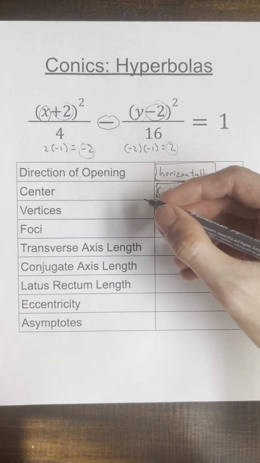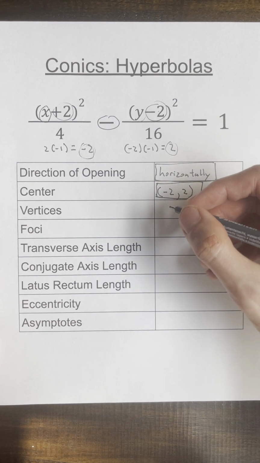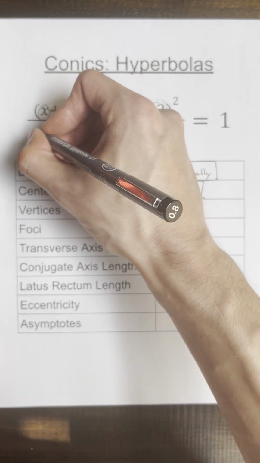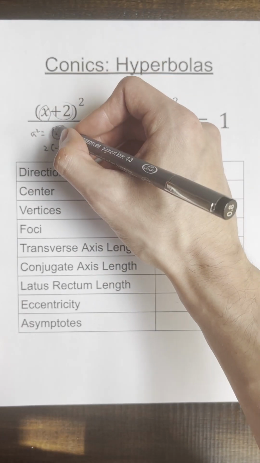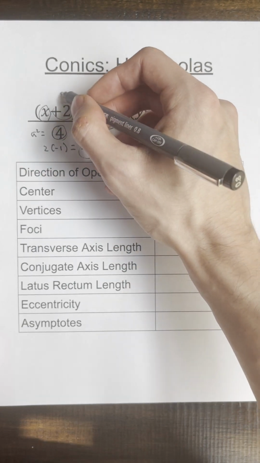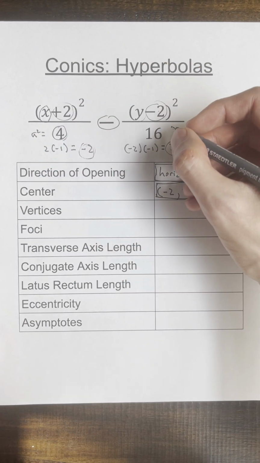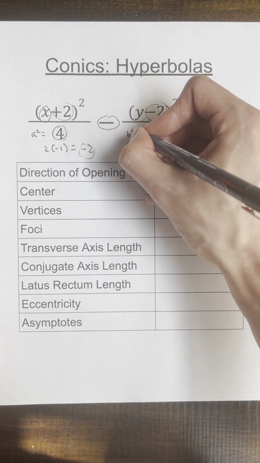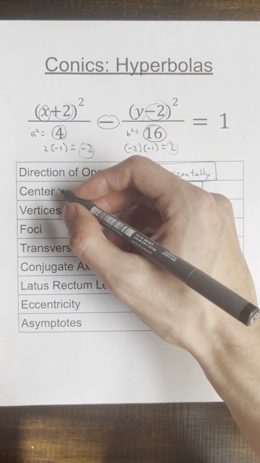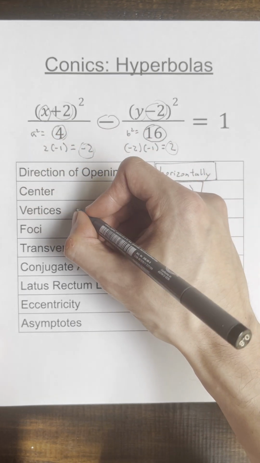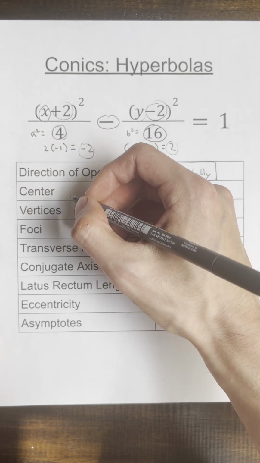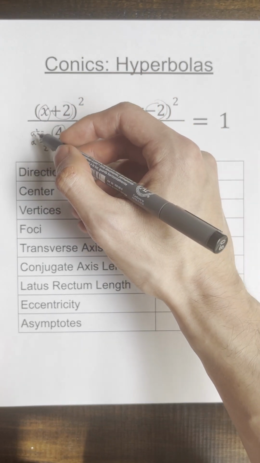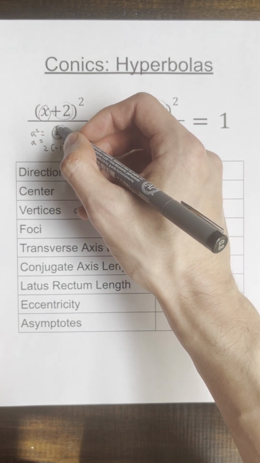How do we find the vertices? Well, you need to find A. And this number, that's A squared. The denominator in the first fraction is A squared. The denominator in the second fraction is B squared. So we know A squared, but we're interested in just A. So what should we do to 4?